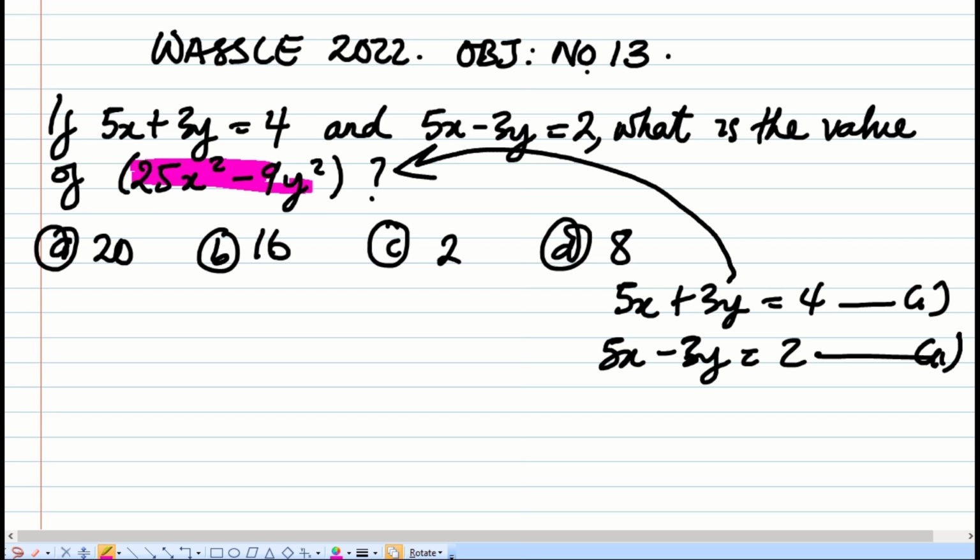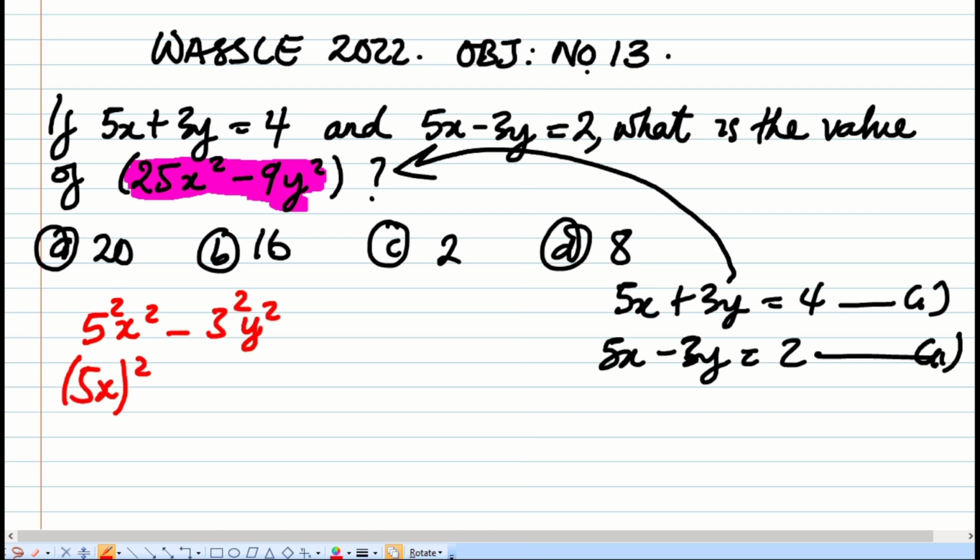So if you observe this question, you see that this is looking like difference of squares, right? So let's go ahead and simplify that. 25x squared is, 25 is 5 squared, that's x squared, minus 9 is 3 squared, and then y squared. You can write it together. We have 5x all squared minus 3y all squared.